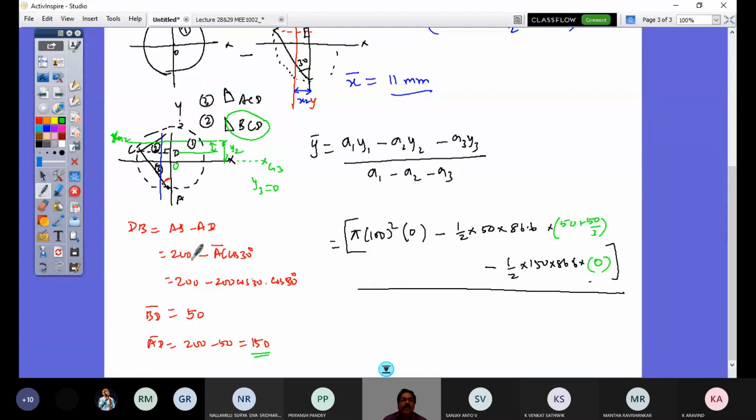So now this is correctly filled, and then you just calculate your composite area, that is pi into 100 square minus half into 50 into 86.6, minus half into 150 into 86.6. So this should give me the value of y bar. So what is the value of y bar?